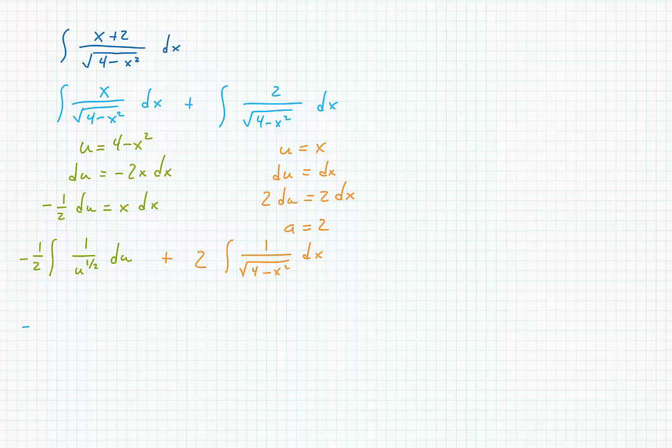So we're going to end up with minus 1/2 times 2 times u to the 1/2. I'm thinking of this as u to the negative 1/2, so I'm going to increase the power to 1/2 and multiply by its reciprocal, which is 2, plus 2 times the arc sine of x over 2 plus c. That is, I will get minus the square root of 4 minus x squared plus 2 times the arc sine of x over 2 plus c.